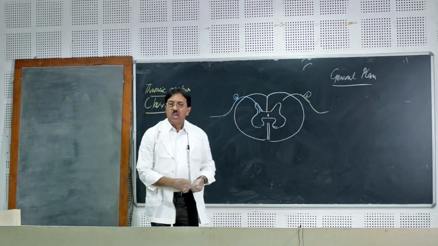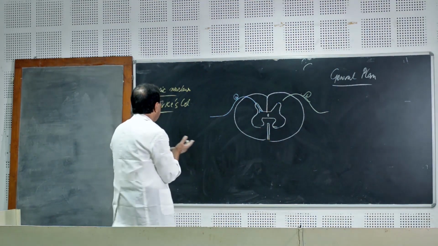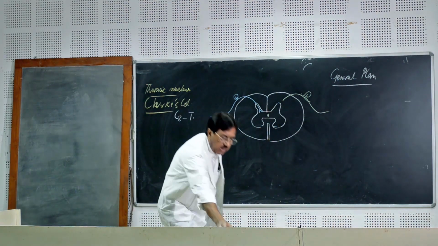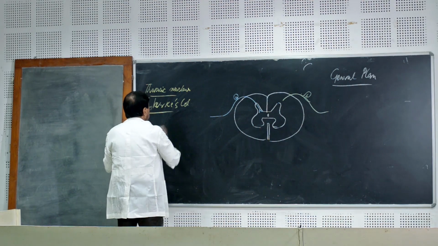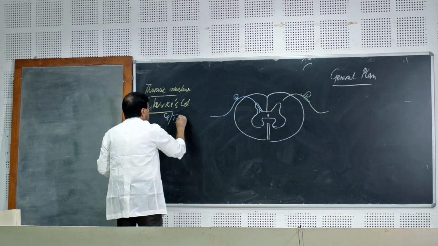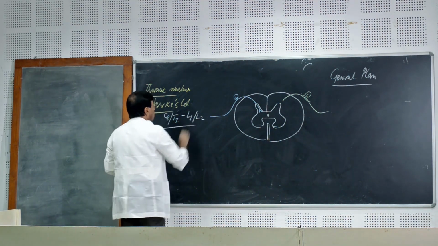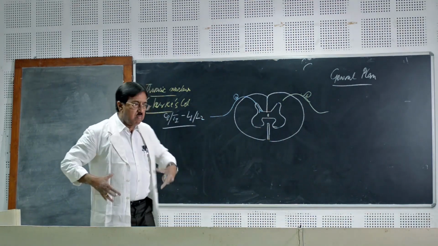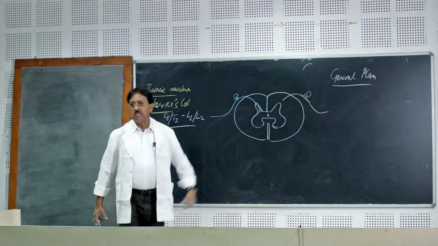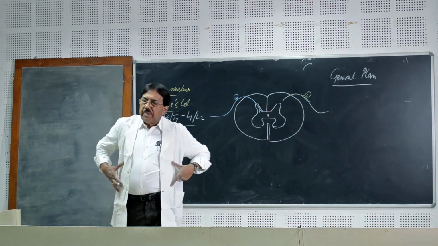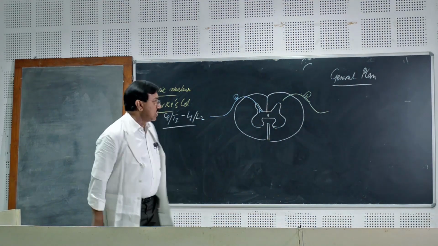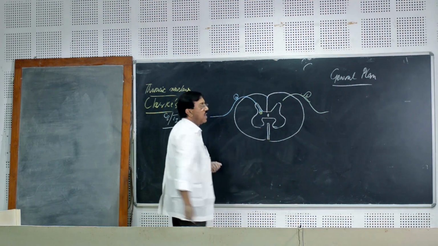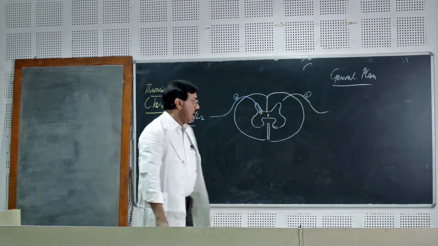You know where Clark's column of cells lies? From C8, T1 to L1, L2 maximum segments. Therefore, from which level do these fibers carry sensation? Mainly from the thoracic level and upper lumbar level, that is, the middle part of the body, the middle third of the body. These sensations relay into the nucleus in the medial half of lamina 7, the thoracic nucleus, or Clark's column of cells.